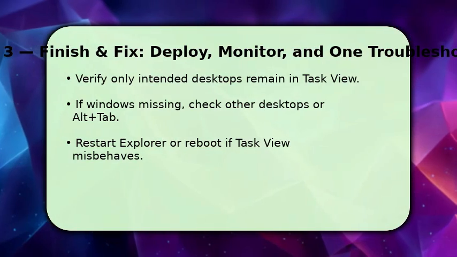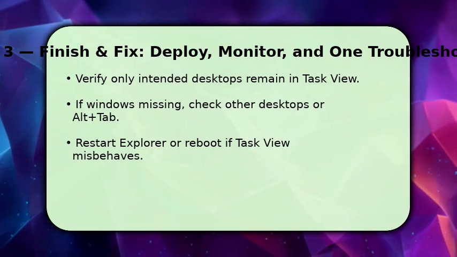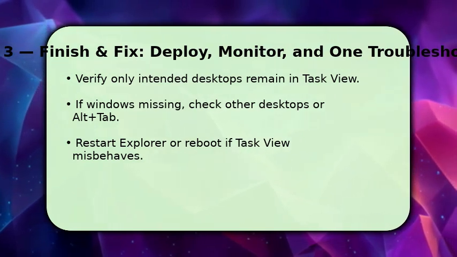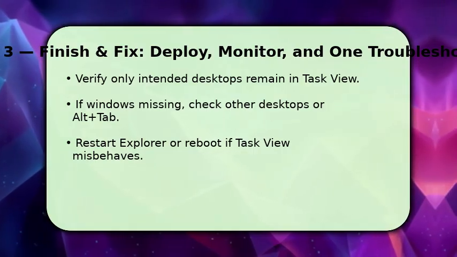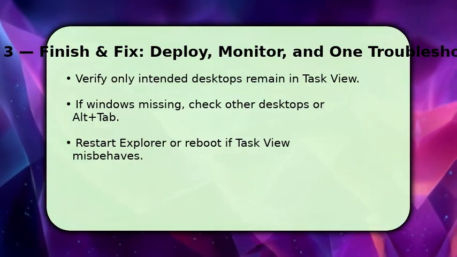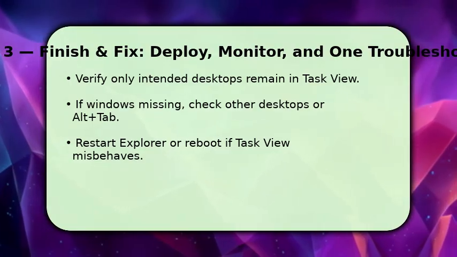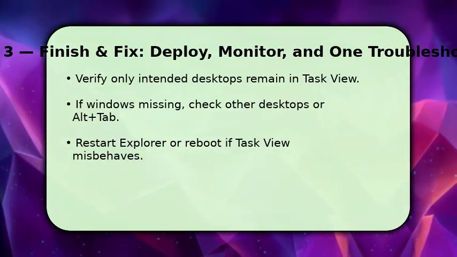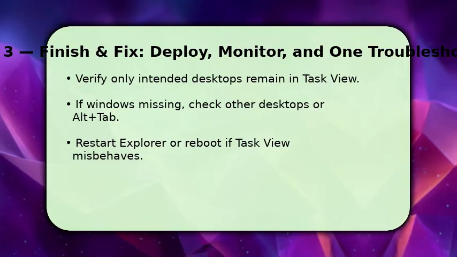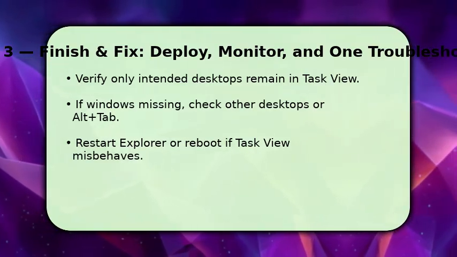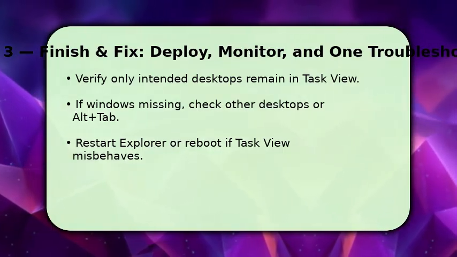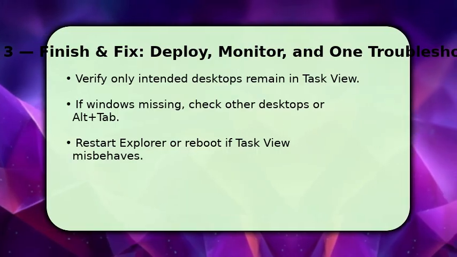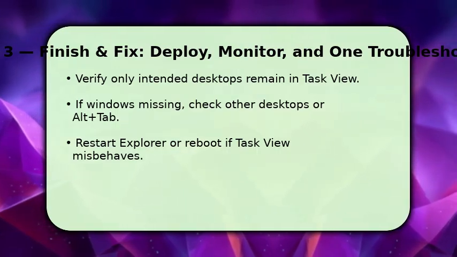Finish by opening Task View again to confirm only the desktops you want remain. You should see Desktop 1 or your chosen primary desktop left. If windows seem missing, check other desktops and use Alt plus Tab to locate apps, because deletion moves windows rather than closing them. If Task View doesn't update or the X button is unresponsive, restart Windows Explorer from Task Manager or reboot. That resolves UI glitches and preserves your windows and settings.